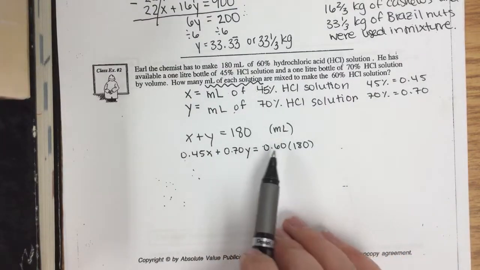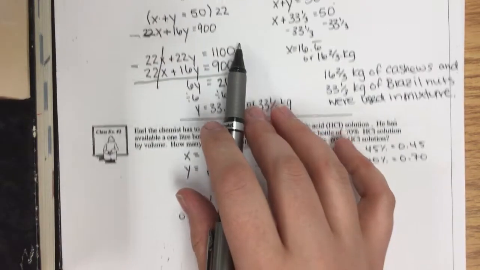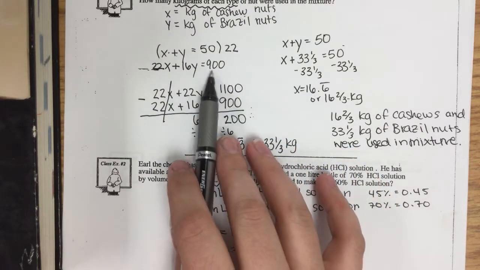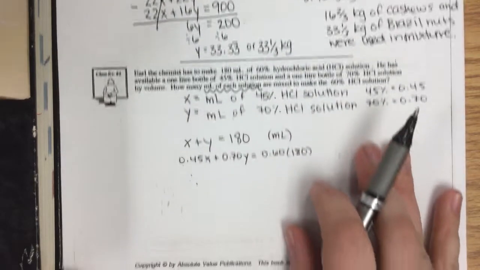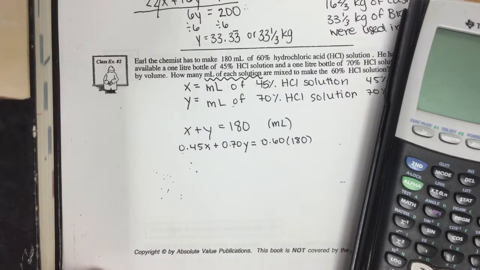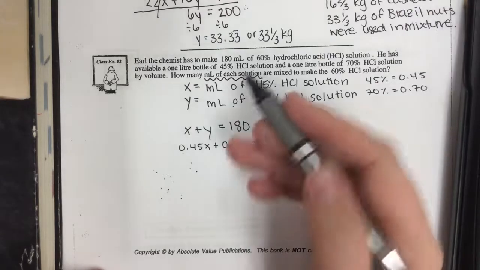And so similar to the cashew type problem, I did have to multiply. There was kind of that hidden step where up here we did the 50 times 18. Down here, 0.6 times 180. So 0.6 times 180 is actually 108.